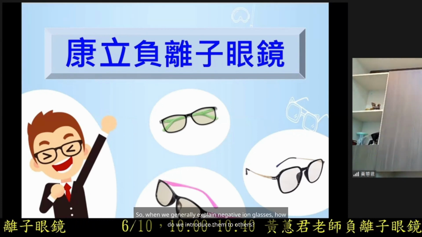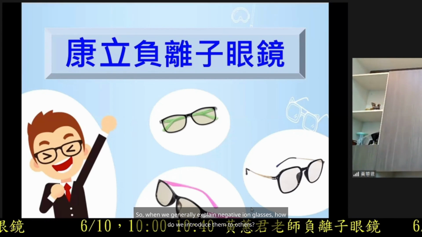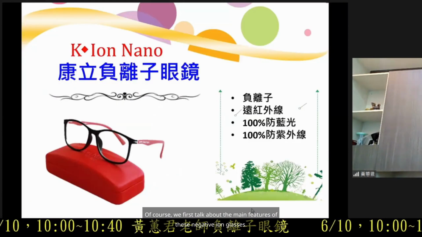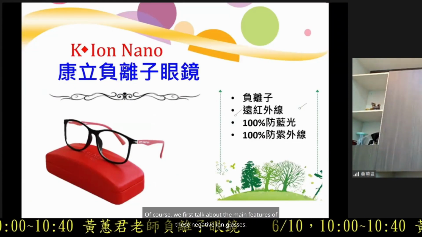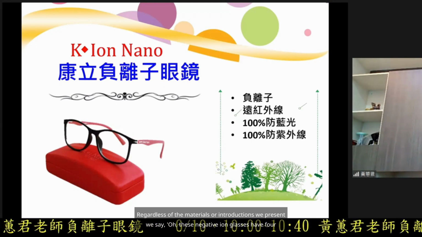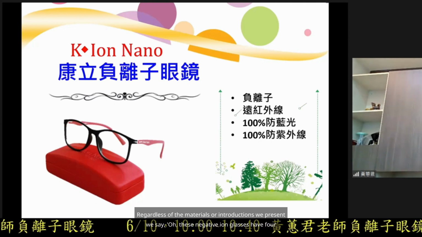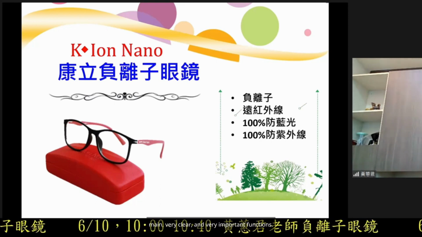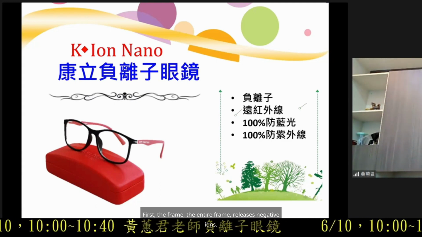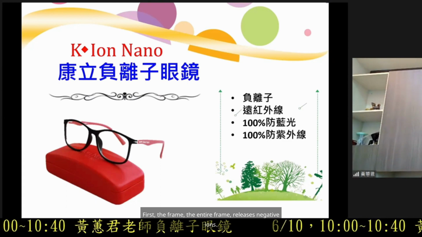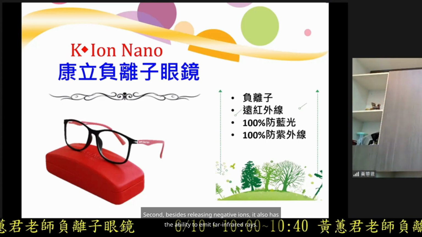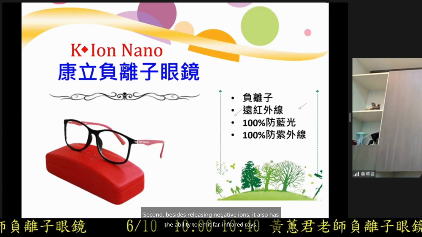So, when we generally explain negative ion glasses, how do we introduce them to others? Of course, we first talk about the main features of these negative ion glasses. Regardless of the materials or introductions we present, we say these negative ion glasses have four main, very clear, and very important functions. First, the frame, the entire frame releases negative ions. Second, besides releasing negative ions, it also has the ability to emit far infrared rays.